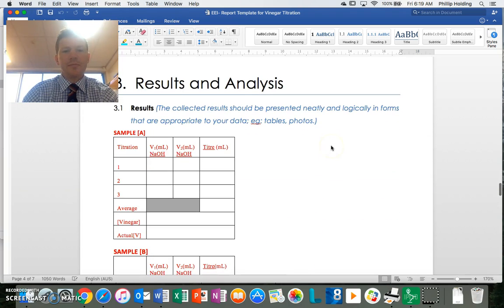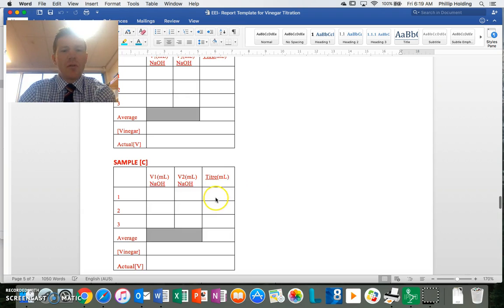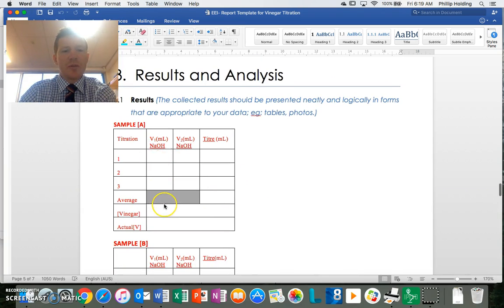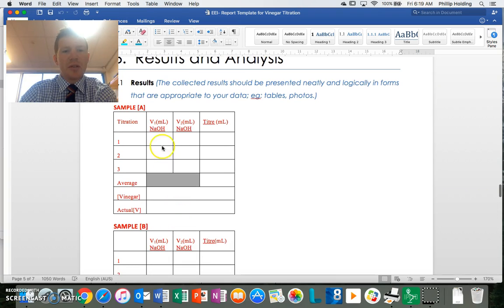Okay. Now your results and analysis section is here. You've been given an example of 3 tables here to use for your 3 samples. Okay, so you need to understand how to use these, the starting volume, ending volume, and the overall titer, or the amount used in the titration, work out an average.